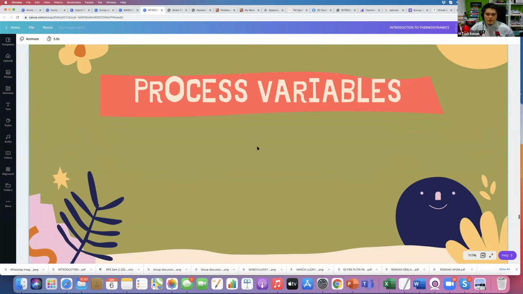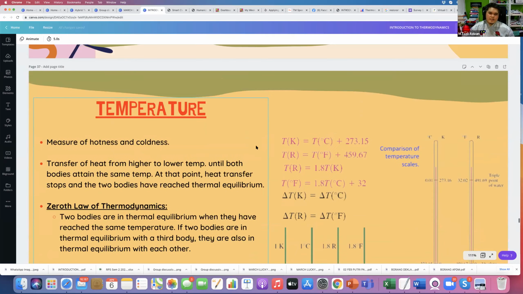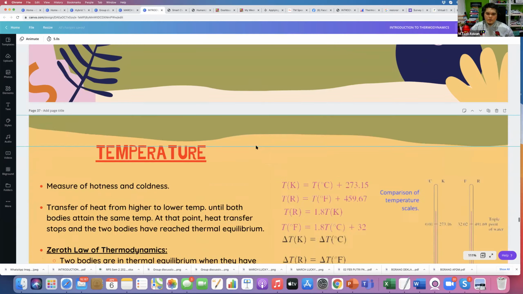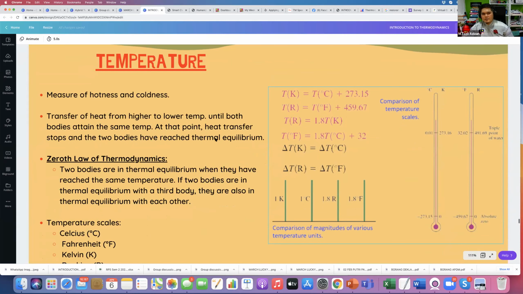Some other things that I would like to share with you is what we call process variables. This is something that you need to know. For example, temperature. Temperature is to measure the hotness and the coldness of a body, and it is a transfer of heat from higher to lower temperature until both bodies attain the same temperature. For example, when you go to the shop, they scan our body temperature. It works in a way that the fluid has to reach the same equilibrium. Only then it will be able to give us the right numbers.